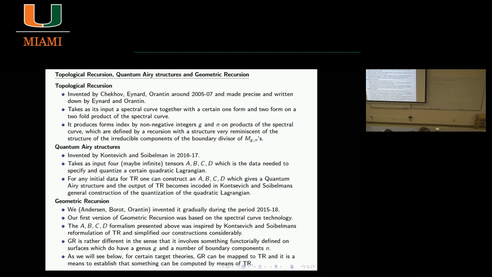And maybe you'll talk about this later, but may I ask, quantum Airy structure is a very important condition for the total symmetry.